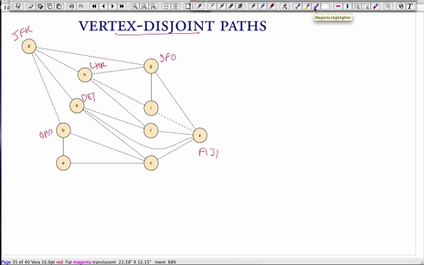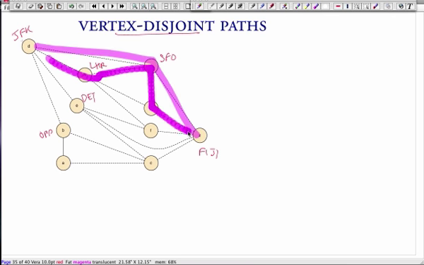So take for example, take a look at these two purple paths. These are edge disjoint paths, but they're not vertex disjoint. So we want to actually solve the vertex disjoint problem. Every time you take a vertex and you make it into two vertices. Is that what you're thinking? Exactly.